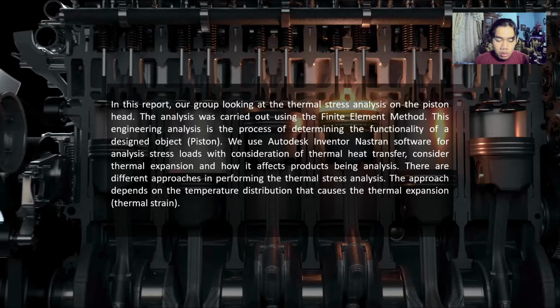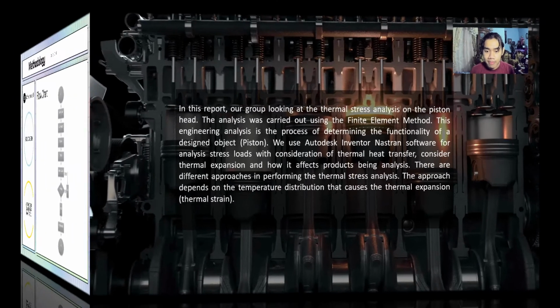There are different approaches in performing the thermal stress analysis. The approaches depend on the temperature distribution that causes the thermal expansion, also known as thermal strain.